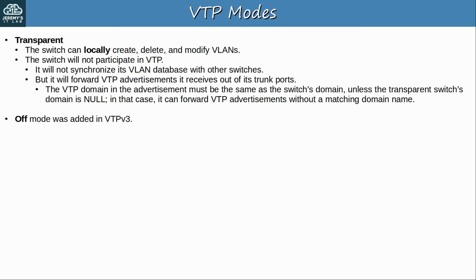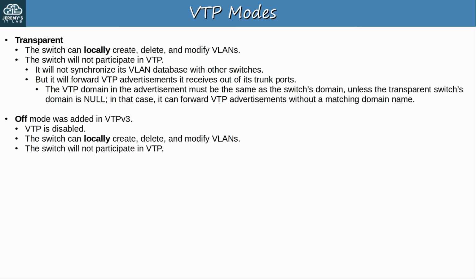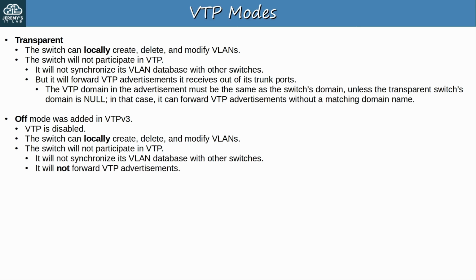Okay, the final VTP mode is off, which was added in VTP v3. In this mode, VTP is disabled. The switch can locally create, delete, and modify VLANs, but it will not participate in VTP. It won't sync its VLAN database with others, and it also won't forward VTP advertisements. It doesn't participate in VTP at all. Note that if the switch supports VTP v3, you can configure off mode even when using v1 or v2. At least that's the case on the switches I tested.